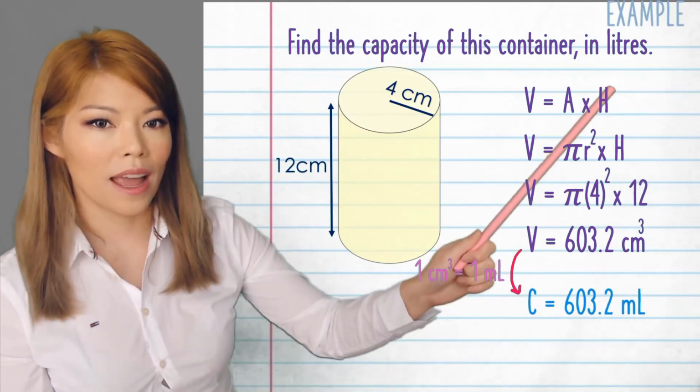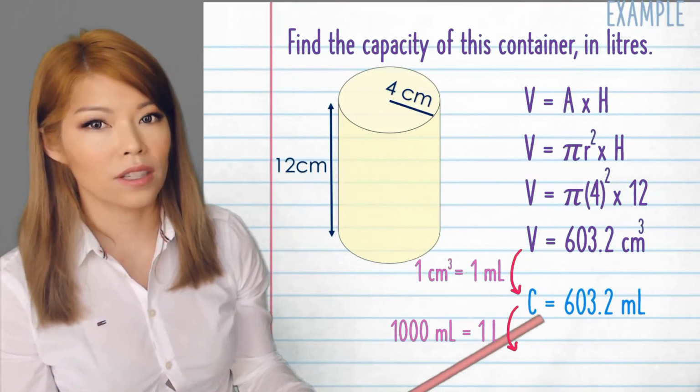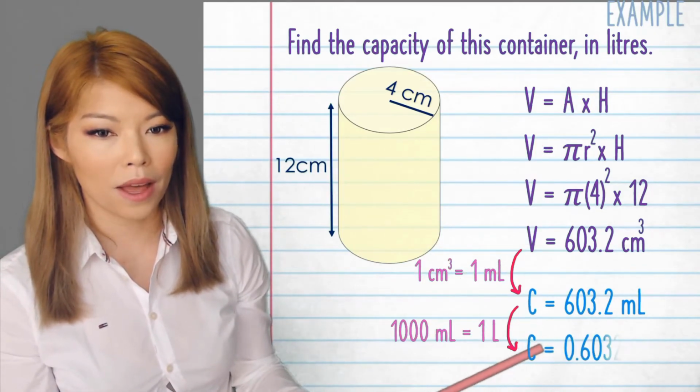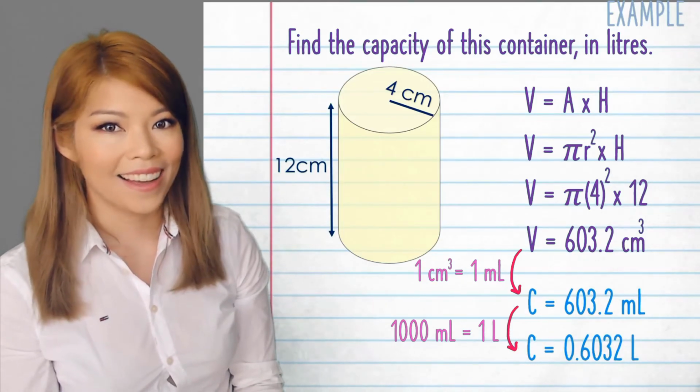Now we want the answer to be in liters. So we know that mils is the same as 1,000th of a liter, or dividing by 1,000, we get 0.6032 liters.